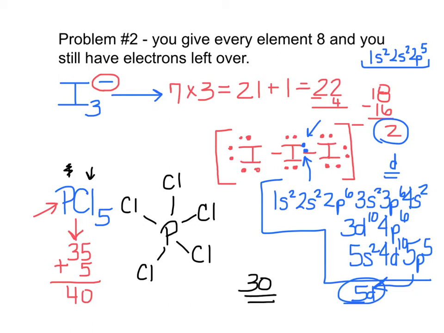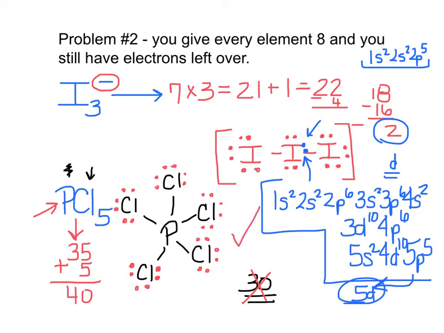So let's start making dots around our chlorines. And we know each one's going to need 6 more dots, so let's see if that works. 1, 2, 3, 4, 5, 6, 7, 8, 9, 10, 11, 12, 13, 14, 15, 16, 17, 18, 19, 20, 21, 22, 23, 24, 25, 26, 27, 28, 29, 30. That takes care of all 30 electrons. All of our chlorines have 8, and even though our phosphorus has too many, this is the correct drawing.